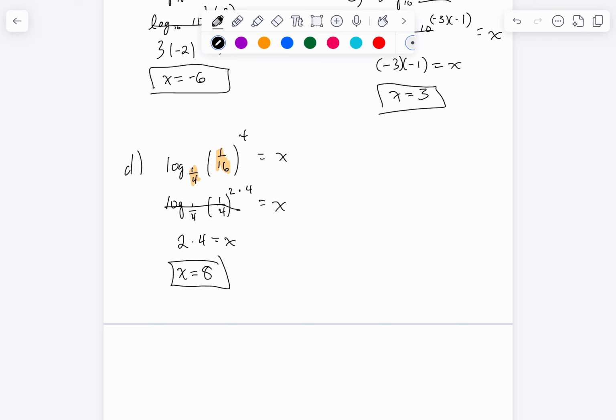Okay, and that's it. When we're evaluating logarithms, the ones that you can do without a calculator, the name of the game is just to make the bases match, both in the logarithm and the argument. Okay.